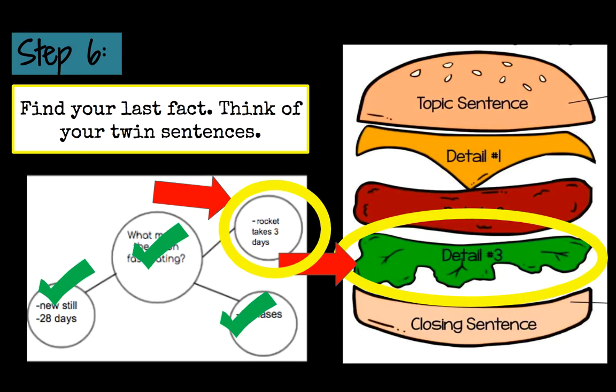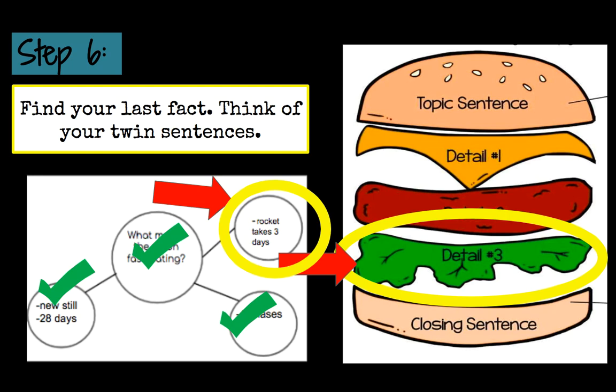Rocket takes 3 days. What did I mean by that? Oh, that was the part when the video was telling me that a rocket ship would take 3 days to get to the moon. I can write a third reason it's not easy to get to the moon is because it takes 3 days to get there.